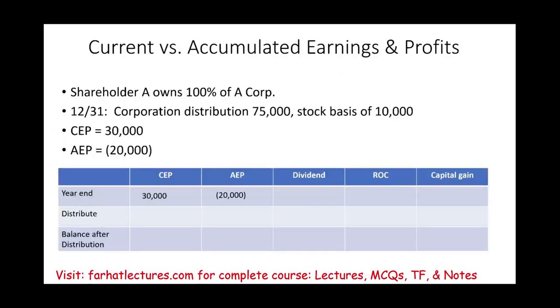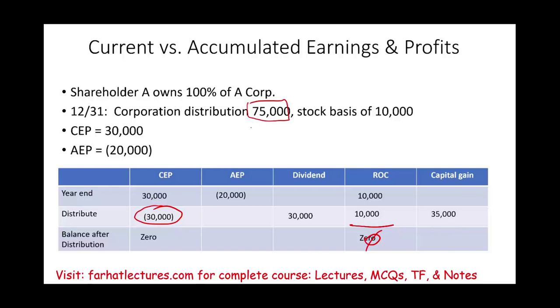We have this example, corporation distributed 75,000 and we have stock basis of 10,000. Well, if we have a positive CEP, we assume that of the 75,000, 30,000 is CEP, which is dividend. And how about the remainder? Well, the remainder is going to eat up the basis. The basis now is zero, which means this distribution is tax-free. And anything left is capital gains, which is 35,000.